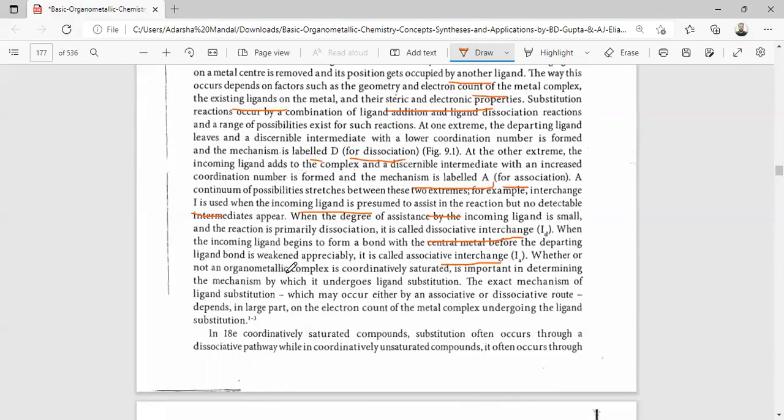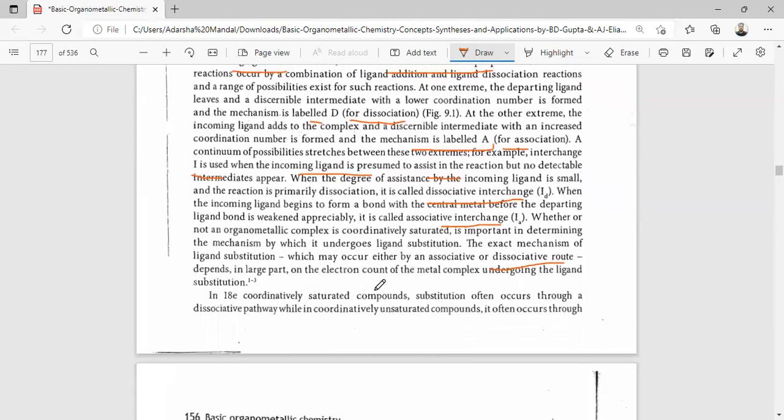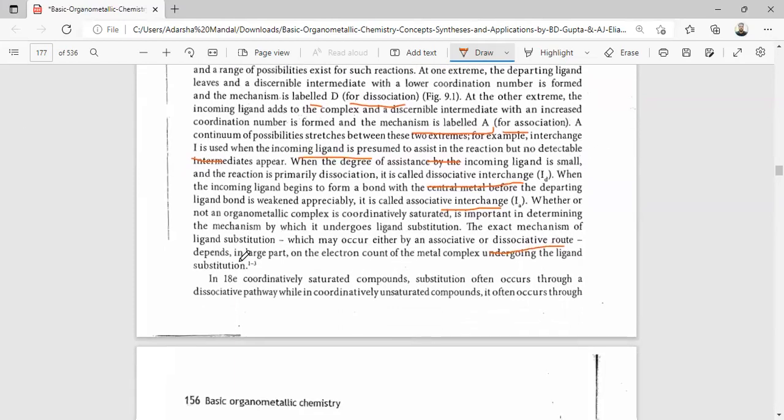Whether or not an organometallic complex is coordinatively unsaturated is important in determining the mechanism by which it undergoes ligand substitution. The exact mechanism of ligand substitution, which may occur either by an associative or a dissociative route, depends in large part on the electron count of the metal complex undergoing the ligand substitution.